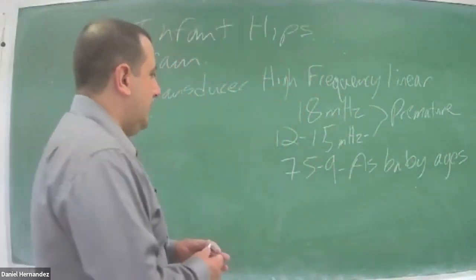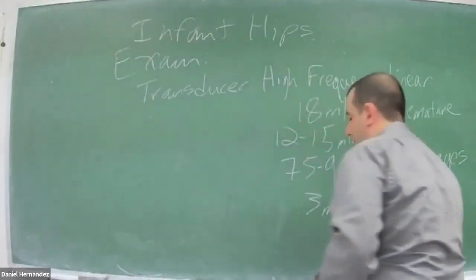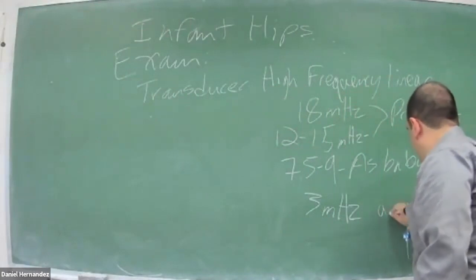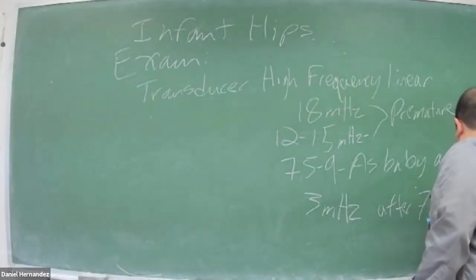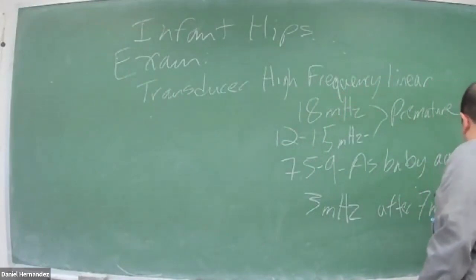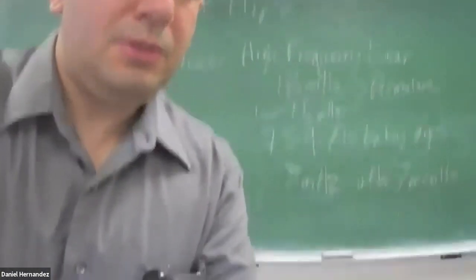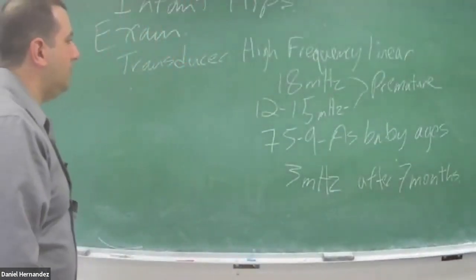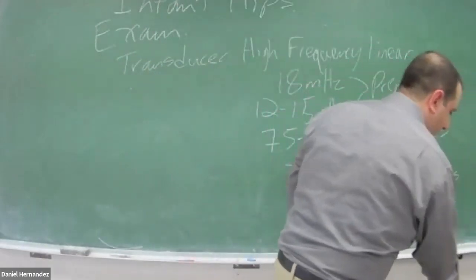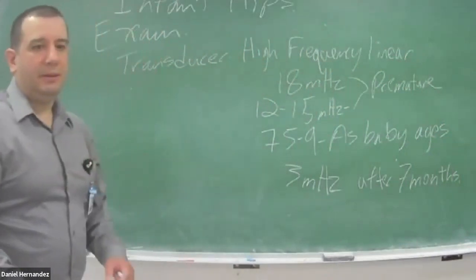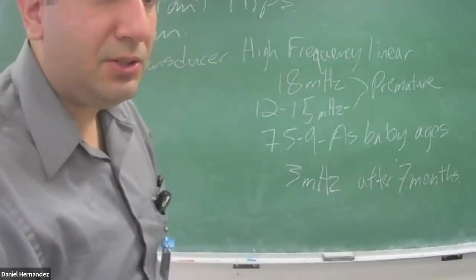And this could go all the way down to as low as 3 megahertz after 7 months. Just always remember, start as high as you can and work your way down, because your highest frequency transducer is going to give you your best resolution. And the doctors want their nice, pretty pictures, and it'll help you to visualize the structures as well.